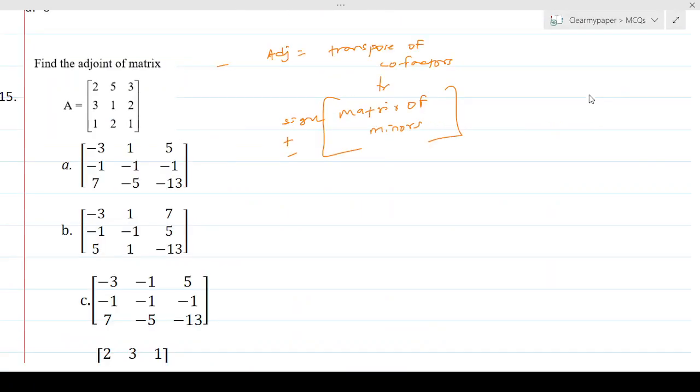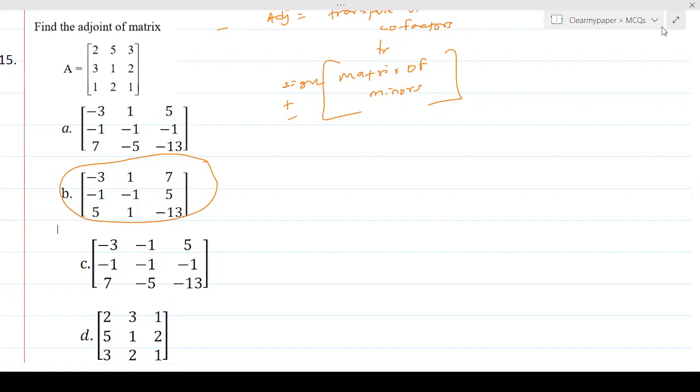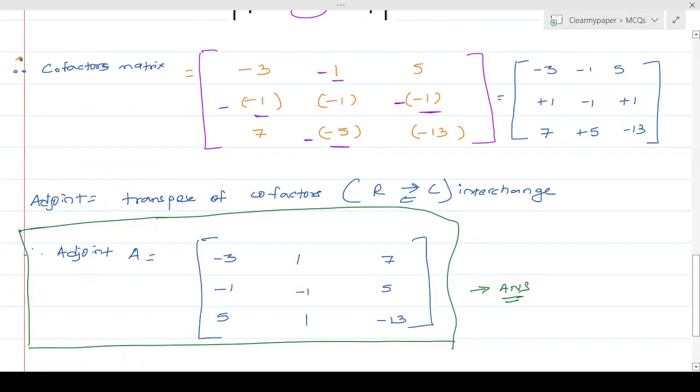Let's try to see that. Okay, do we have an answer? Okay, we have an answer in the form of B. It looks like it's matching over here. We have -3, 1, 7, and then we have -13. I think that's the answer. Let's double check that. Last row is 5, 1 and -13, right? Last row is 5, 1 and -13. Yep, that's the answer.